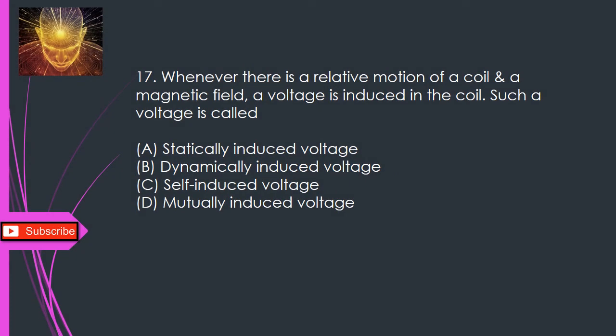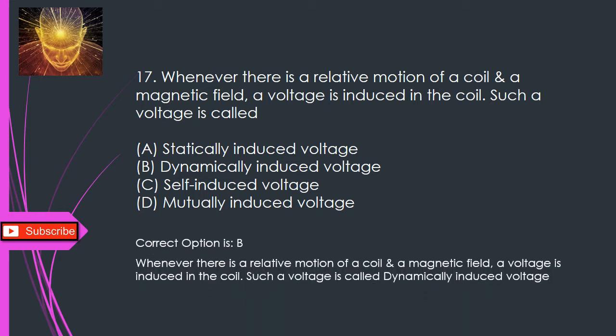Whenever there is a relative motion of a coil and a magnetic field, a voltage is induced in the coil. Such a voltage is called A. Statically induced voltage. B. Dynamically induced voltage. C. Self-induced voltage. D. Mutually induced voltage. Correct option is B. Such a voltage is called dynamically induced voltage.